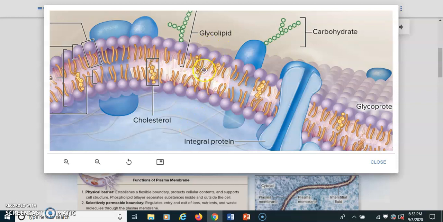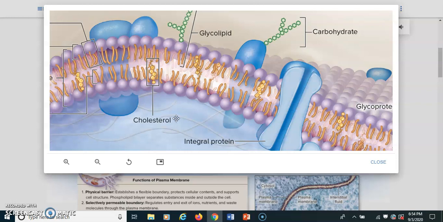So the only thing that can really get through here is really small molecules. And then anything that doesn't have a charge, like nonpolar molecules, but again, they have to be small too. So this is a pretty formidable barrier, the phospholipid bilayer. All right, so that's the main part of our plasma membrane.